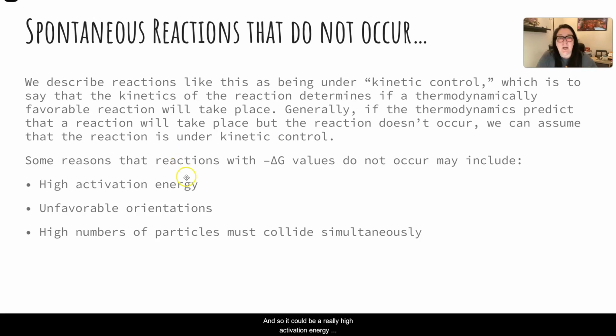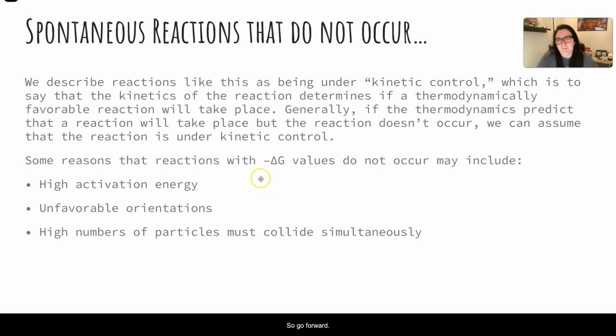It could be a really high activation energy, unfavorable orientation, so crazy looking molecules in the way that they have to come in and collide, and then the number of particles that must collide simultaneously. So something's happening up in that hump, right? Where the activation energy is. Something's going on that's preventing this reaction from happening, because it should be happening.